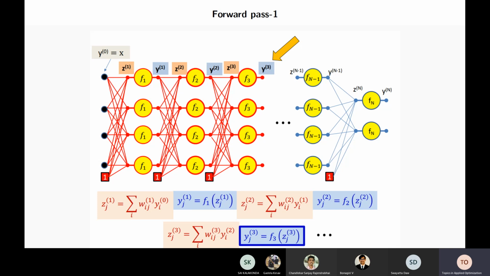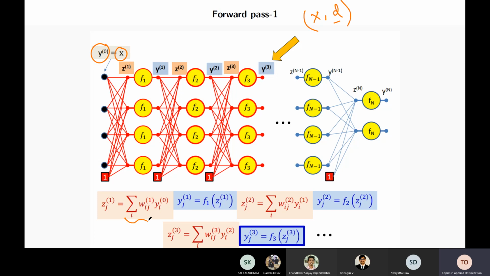Okay, so in a neural network, what happens is the following. Initially you will be given some sample and you are given some desired output. Initially you will not know what is a good weight anyway. So you will pass these samples. Let us say y0, according to our notation, is our sample x. It will go through the network.